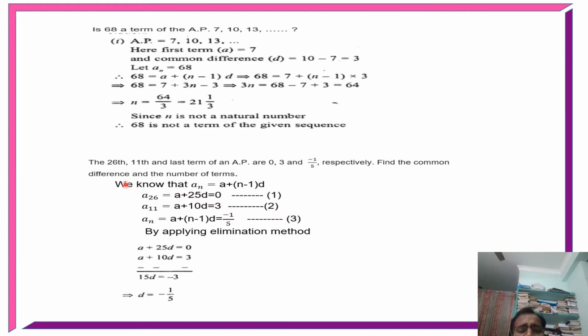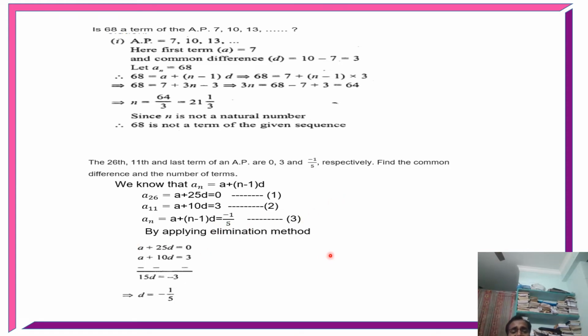So according to the definition of the nth term, an equals a plus n minus 1 d. We can write the 26th term, n minus 1 means 26 minus 1, 25. So we can write a26 as a plus 25d equals 0. It is given, equation 1. Let us consider the 11th term, a11 equals, according to the formula of the general term, a plus 10d, which is equal to 3, equation 2, which is given in the problem. And the nth term is given. The nth term, nothing but the last term, we can say it as an also, which is defined as an equals a plus n minus 1 into d, which is given as minus 1 by 5, equation 3.